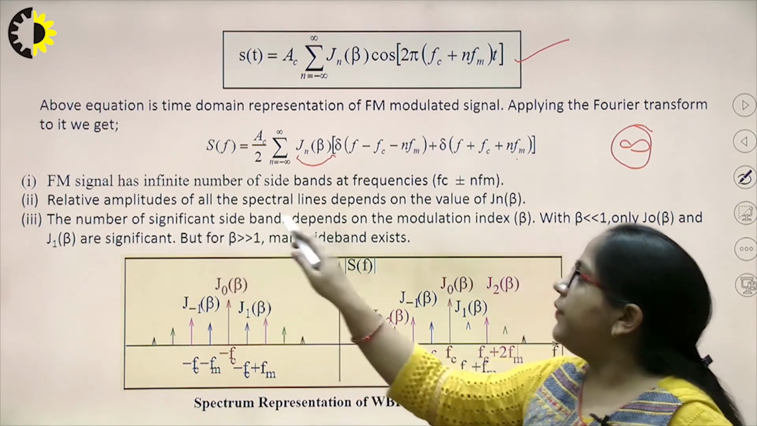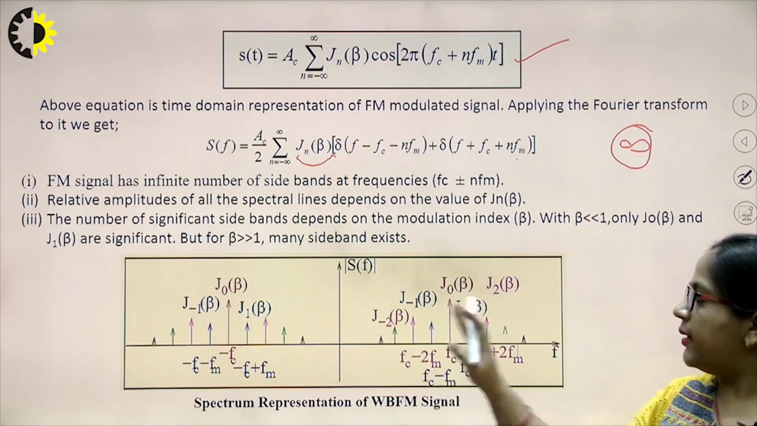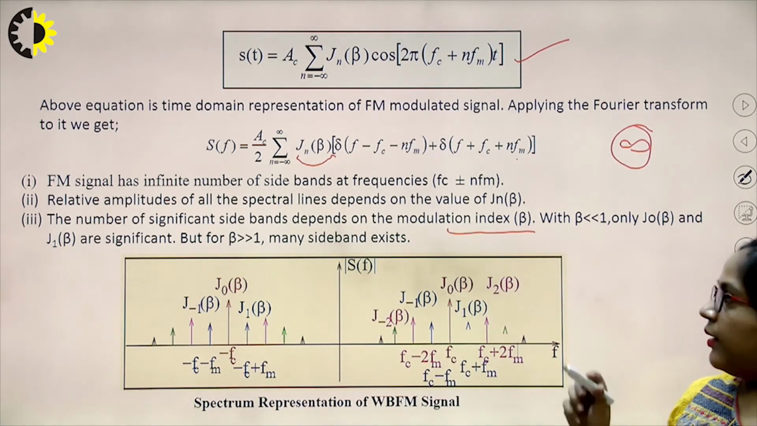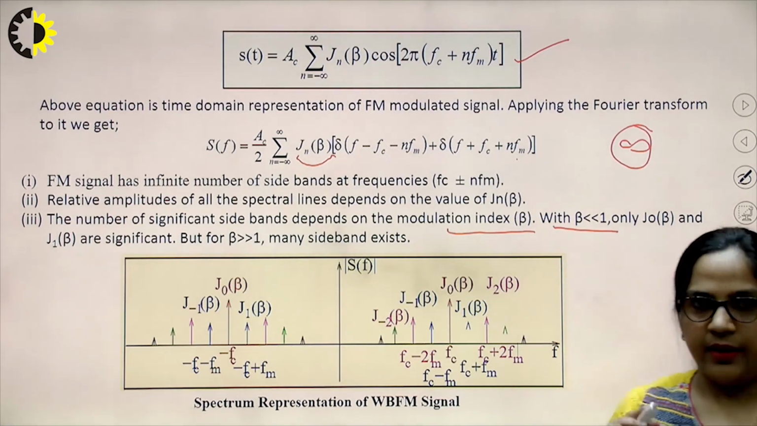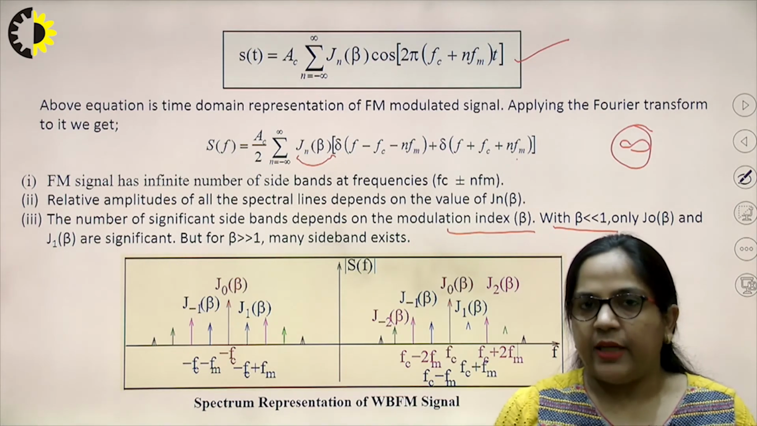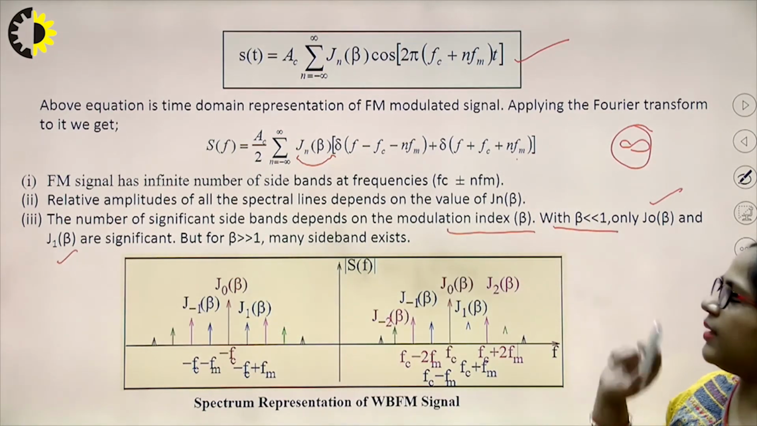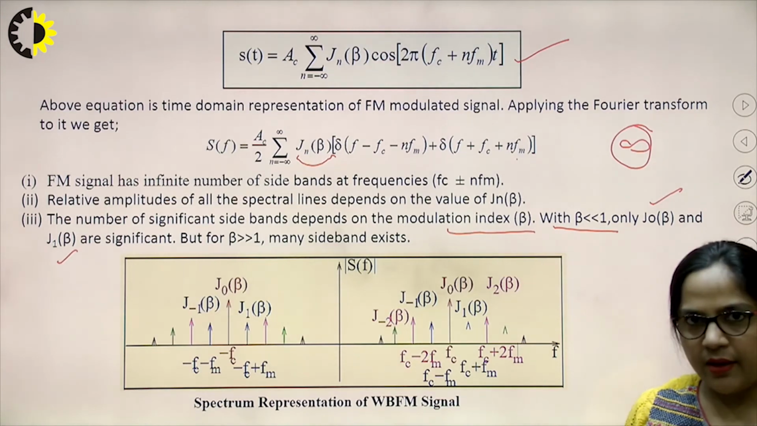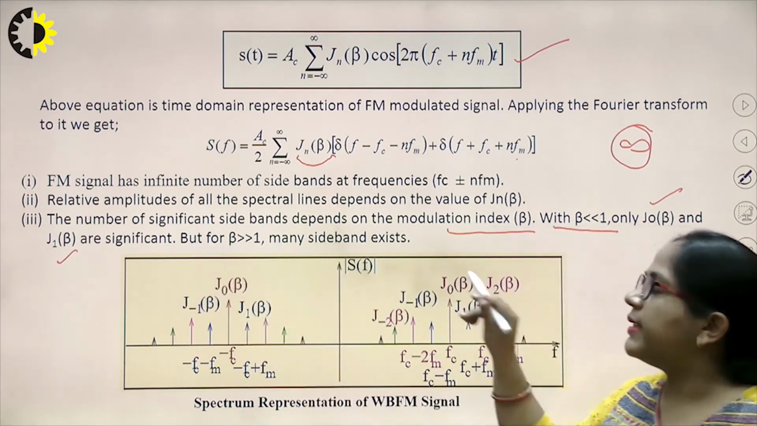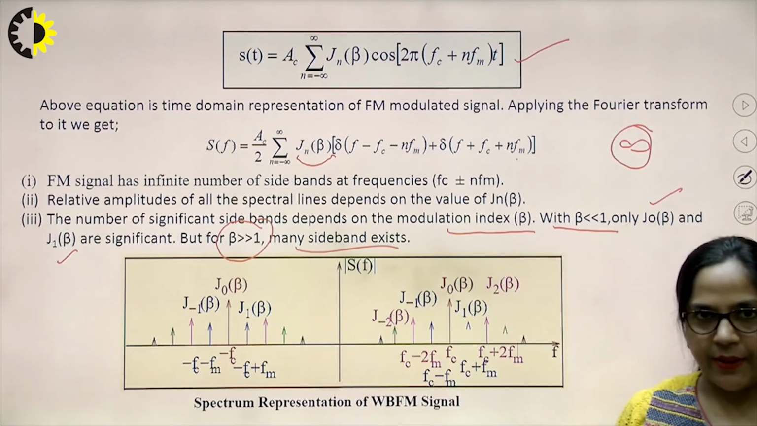So the number of significant sidebands depends upon the modulation index beta. We can say how many significant sidebands will exist. It will depend upon the modulation index beta. With beta much lesser than 1, only two sidebands will be significant, that is J0 beta and J1 beta. So where we are considering beta lesser than 1, it will become the case of narrowband FM. If we consider the value of beta greater than 1, then the number of significant sidebands will increase. So in case of beta much greater than 1, we will get many sidebands.